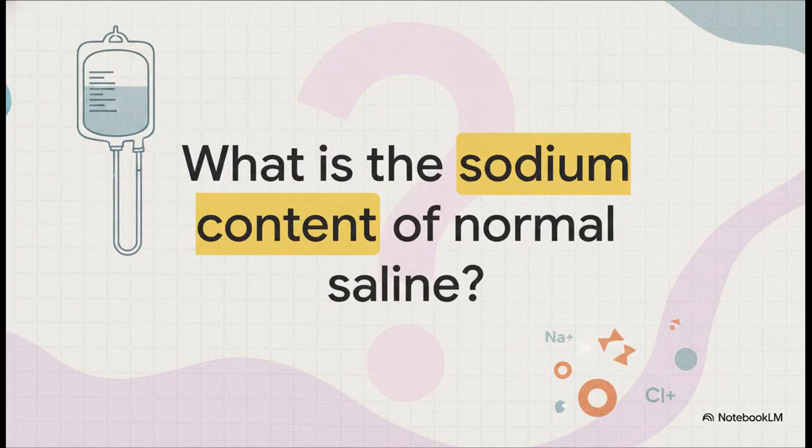Moving to question 7. When we inevitably have to resuscitate someone, we usually reach for normal saline. But what's actually in that bag? Well, the answer is D. It packs 154 milliequivalents of sodium per liter, balanced perfectly by 154 of chloride. Now, keep in mind, because our normal plasma sodium is usually around 135 to 145, 0.9% normal saline is actually mildly hypertonic compared to our blood.